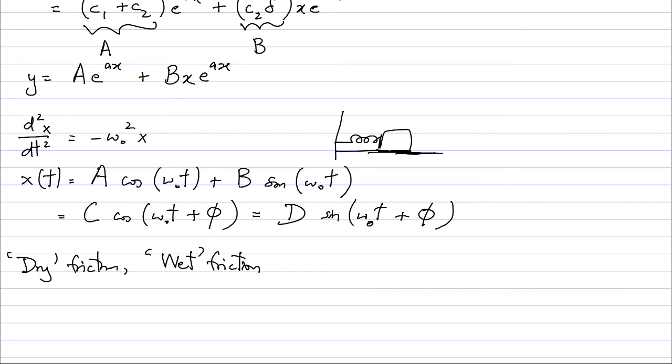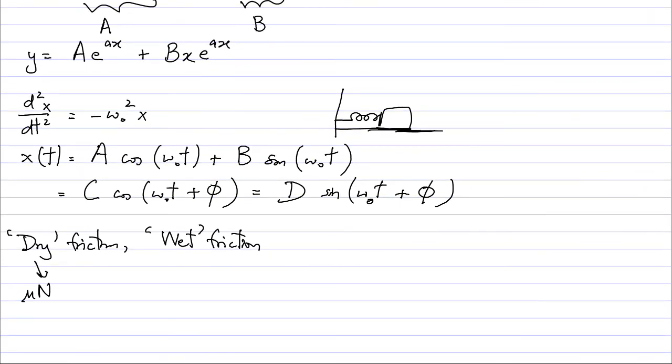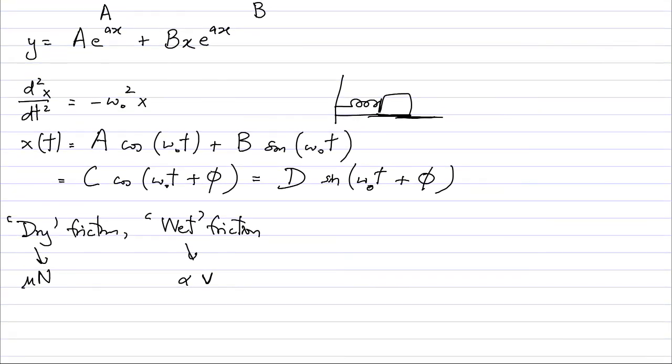Dry friction is the type of friction that you are most familiar with when two surfaces rub against each other. So for dry friction, the kinetic friction is mu times n. Wet friction occurs when you really lubricate a surface, so the block is sliding on a very well lubricated surface. In that case, the friction force is actually proportional to the velocity of the block. It's much more difficult to deal with the case of dry friction. The solutions of the differential equation are much more complicated compared to wet friction.